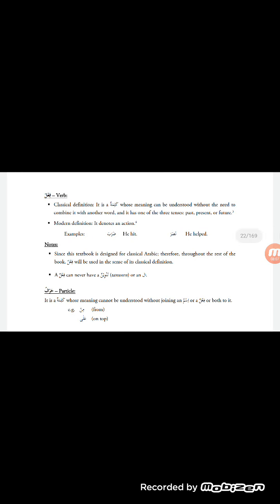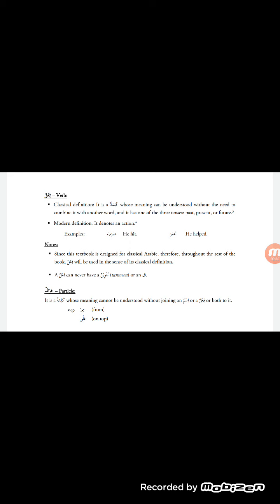What's the fi'l, verb? Verb is a doing word, an action, denotes an action. Classical definition: it is a kalimah whose meaning can be understood without the need to combine it with another word, and it has one of the three tenses: past, present, or future. Modern definition: it denotes an action.